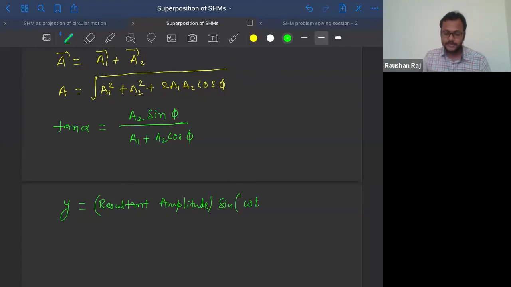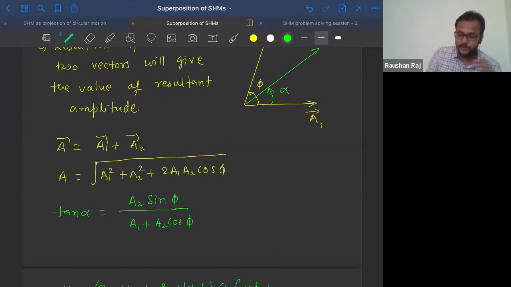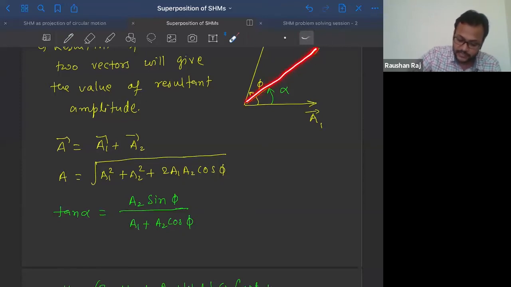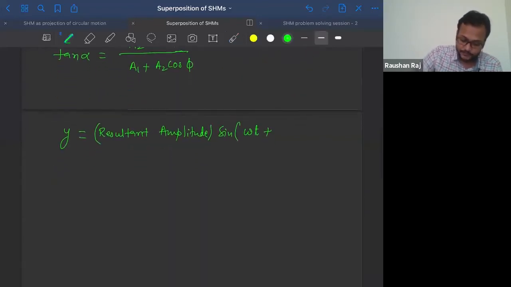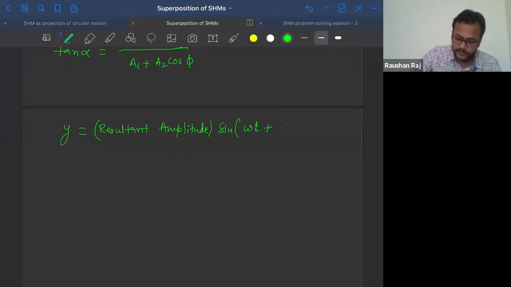Now, a few of you might have a doubt: sir, why will this omega not change? There is a very simple reason. Omega will only change when you are changing the source. We are not changing the source, so omega will remain constant. Plus, because of this addition, what has happened to the resultant SHM? Now this A is at an angle of alpha with A1. That means the phase difference between Y and Y1 is alpha. So I'll add alpha.